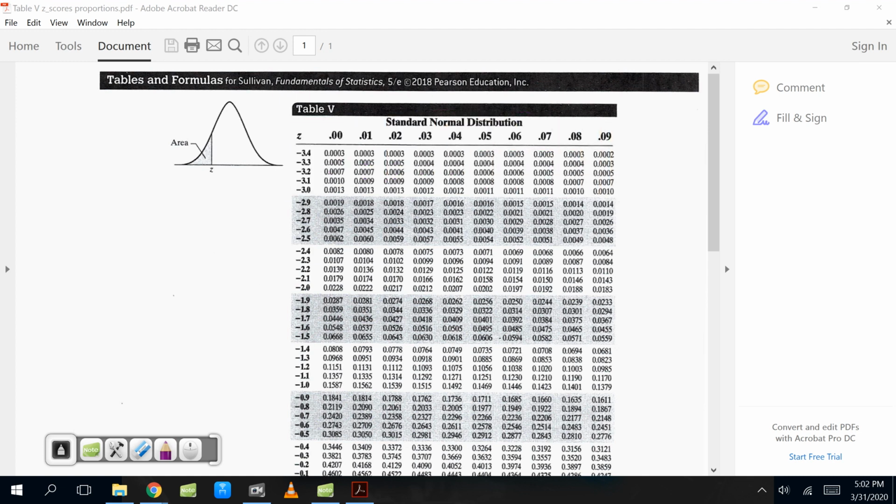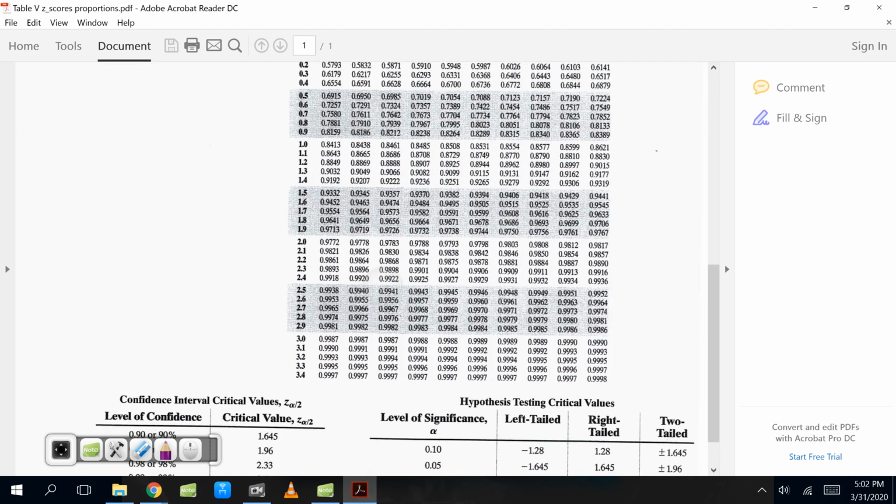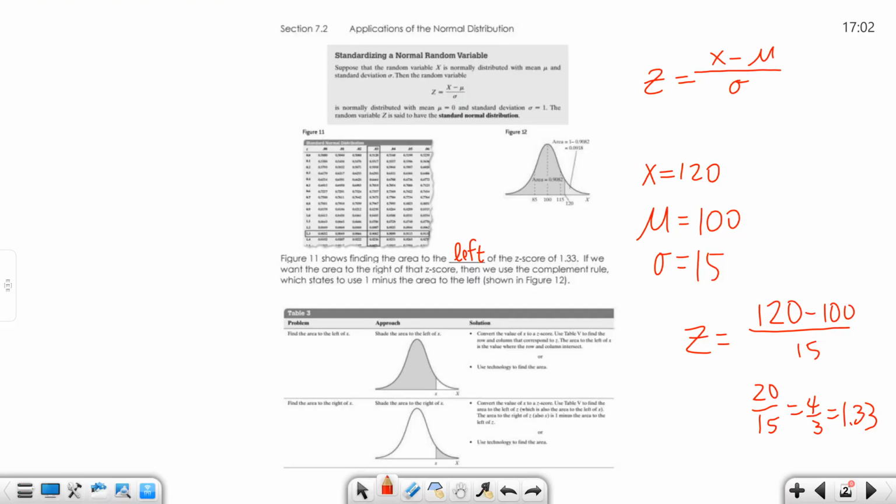So let's go look back here at 1.3, all right? So here again is my 1.3. So this is 1.30, 1.31, 1.32, and here's 1.33. So if z is 1.33, then that proportion is 0.9082. All right? 0.9082 is that proportion. And that is what falls to the left of that z-score. And that's what this was saying over here. So let's go back to our note here, to the left of the z-score.